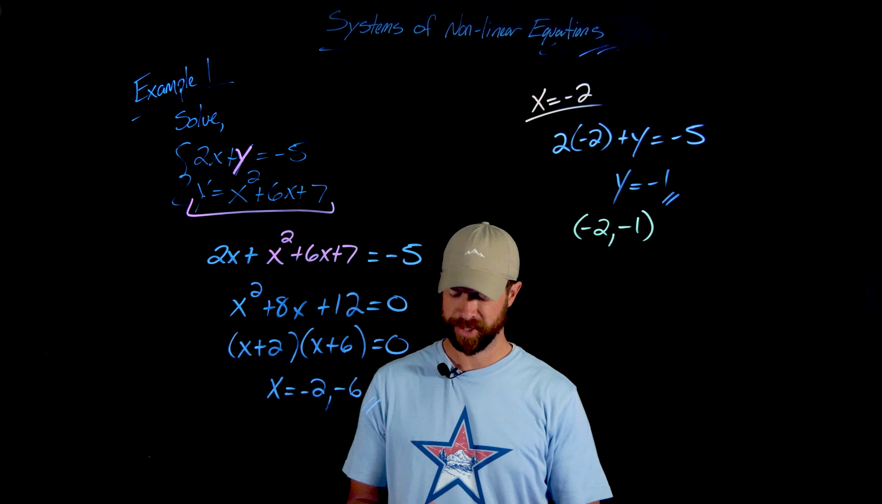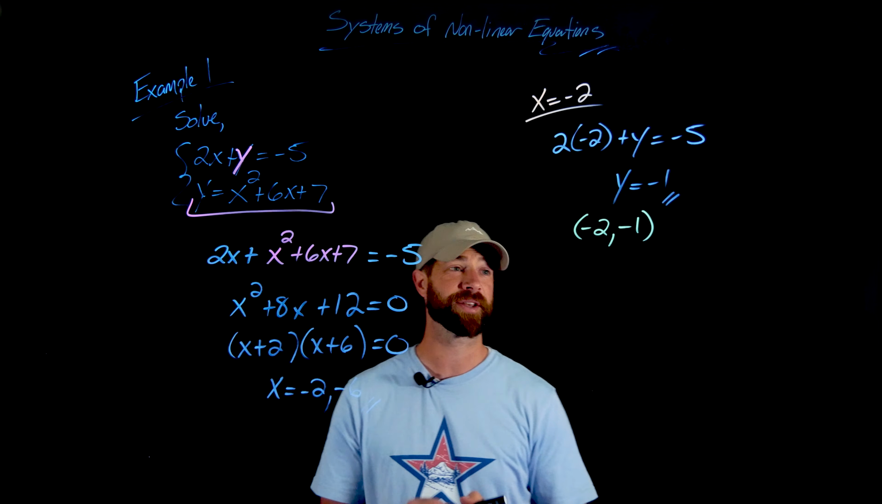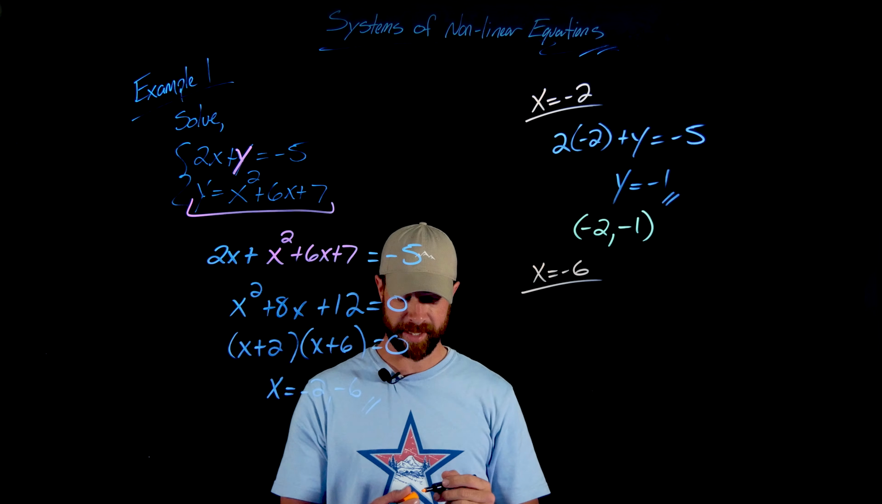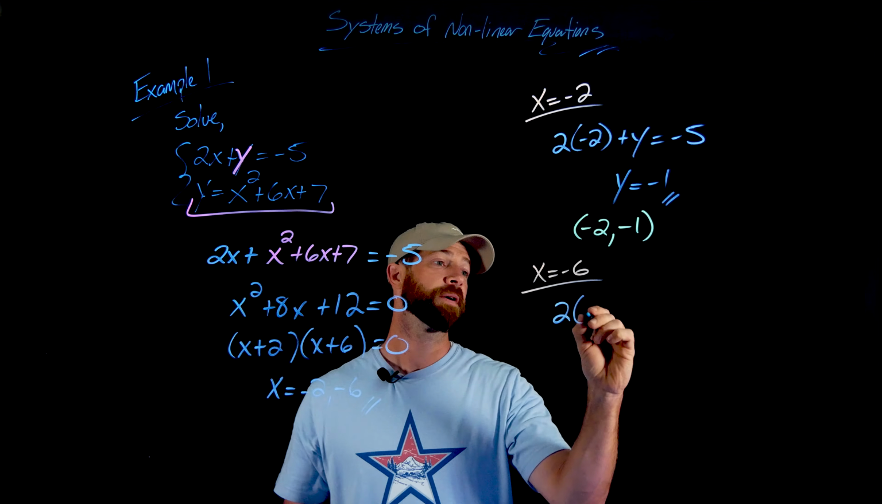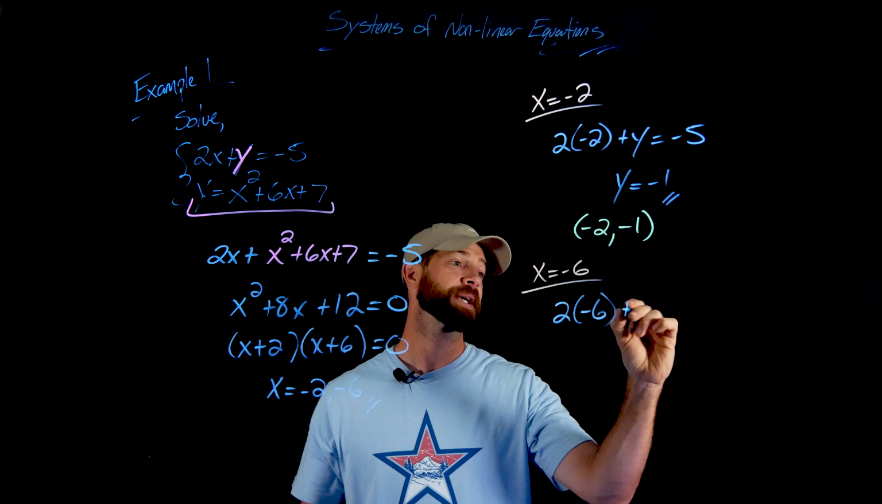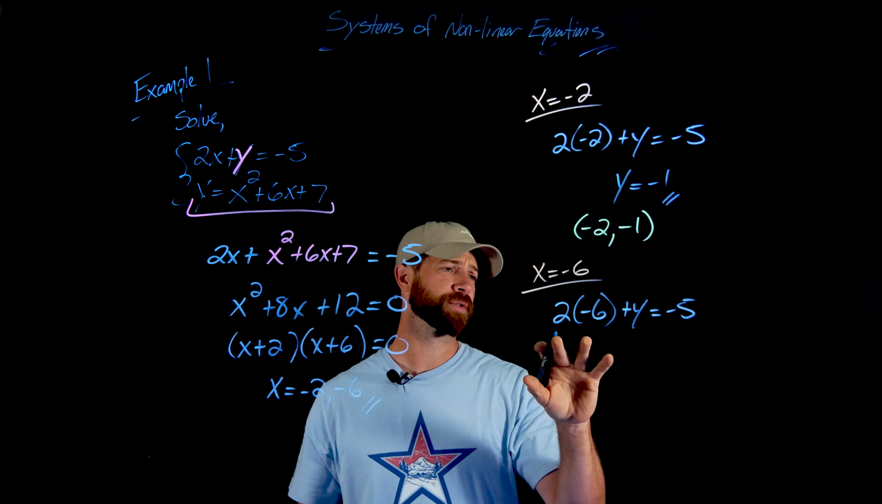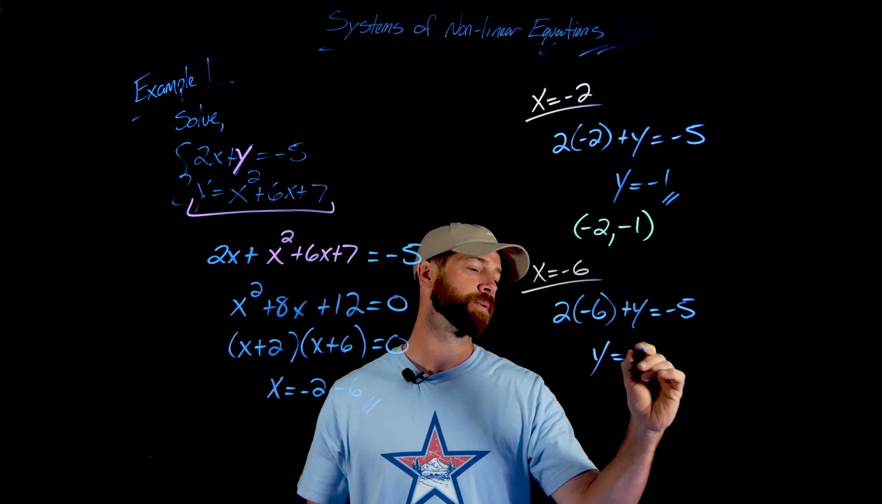Though that's not the only solution I have, I'm going to find another solution by using the x value of -6. And so we run through the same exact steps here, plugging in a -6 and solving for y. 2 times -6 plus y equals -5. Here I get -12. I'm going to add 12 to both sides to get y equals 7.